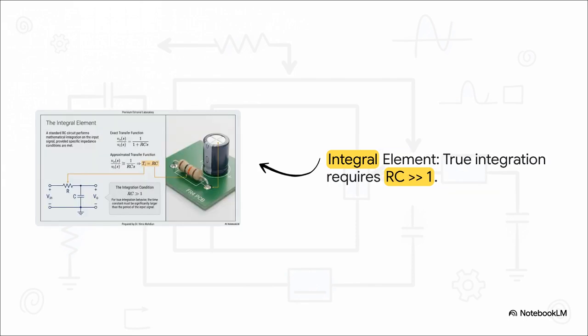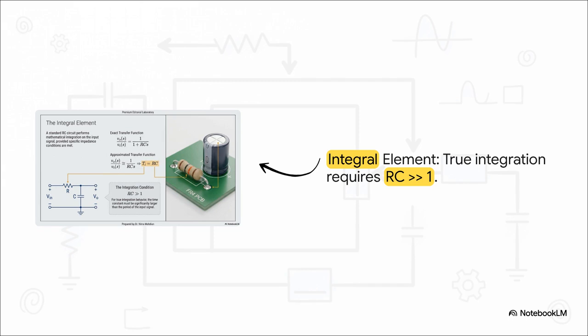Next in line, we have the integral element. This is your standard RC circuit. We have a resistor R in series, followed by a capacitor C tied straight to ground. Let's walk through the math here. The exact transfer function is Vo(s)/Vi(s) = 1/(1 + RCs). But to make this act like a true integrator, we need to look at the approximated transfer function, which simplifies down to 1/(RCs). That gives us our integral time constant, Ti, equal to R times C.